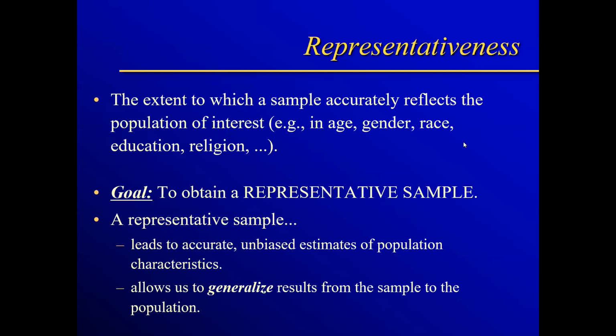So this brings up the idea of representativeness, where we want a sample that accurately reflects our population of interest and whatever demographics that we think are important, like age, gender, race, education, or religion. And there's any type of variable you can think of. We want them to match.